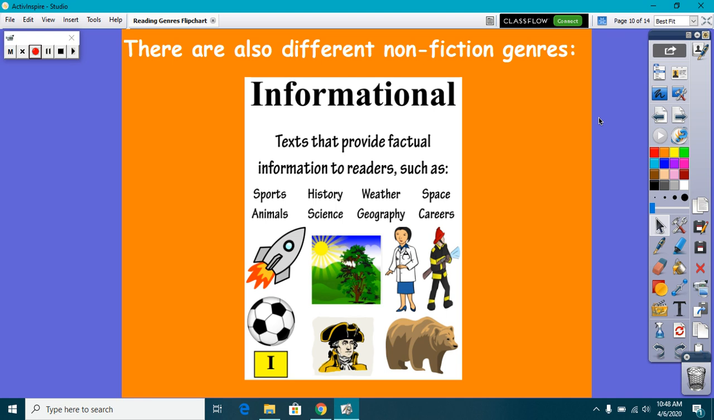Okay, so now we're going to move on to some different nonfiction genres. And remember that nonfiction means it's true, it's not made up. The author's trying to teach you something usually. So the first one is informational texts or books. That is texts that provide factual information to readers, such as sports, history, weather, space, animals, science, geography, or careers. So you can read an informational book about pretty much anything, and the purpose is to teach you about that thing.